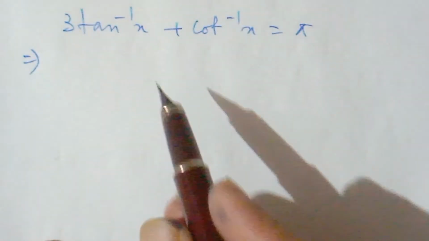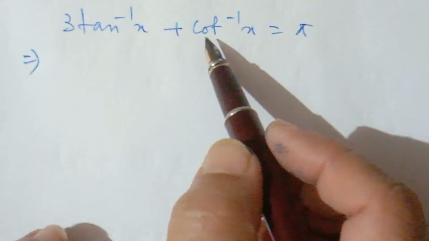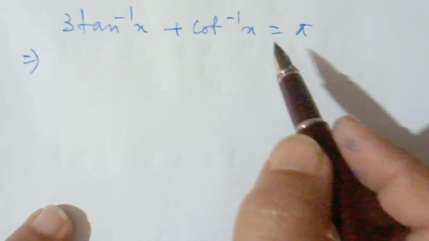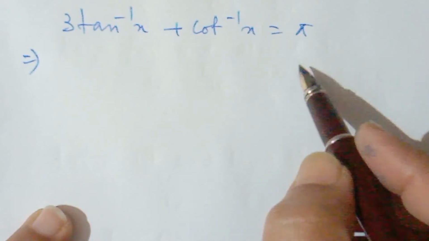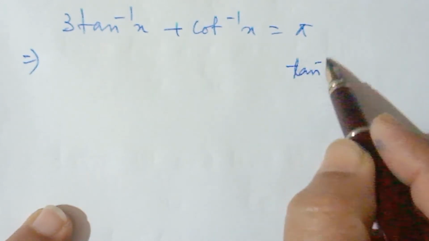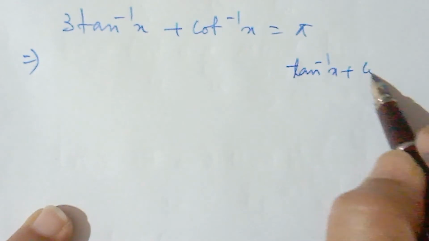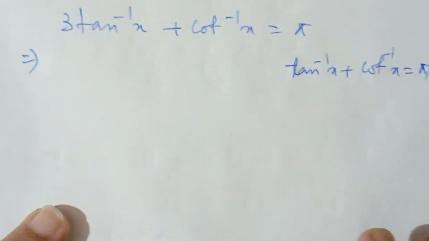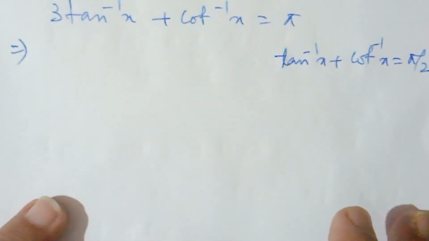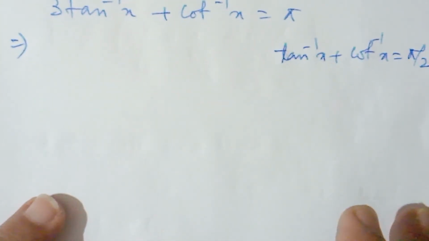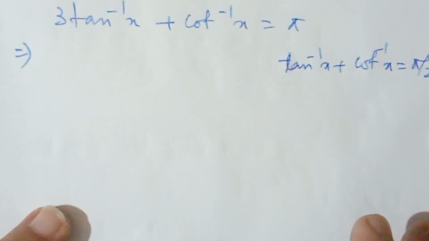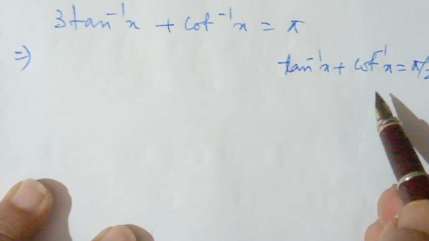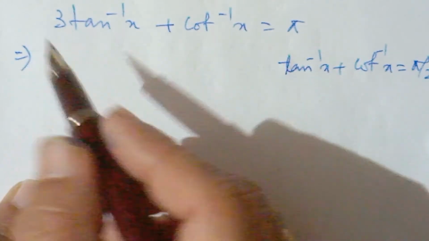Next question is 3 tan inverse x plus cot inverse x equals pi. Now here we have one relation between tan inverse and cot inverse. Tan inverse x plus cot inverse x is equal to pi by 2, because tan theta is equal to cot of 90 minus theta. So this expression we can use, and we can change this cot inverse x as pi by 2 minus tan inverse x.